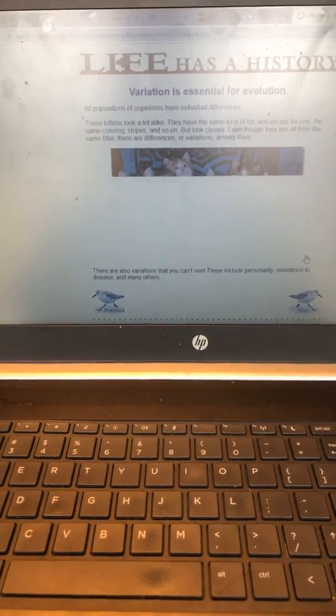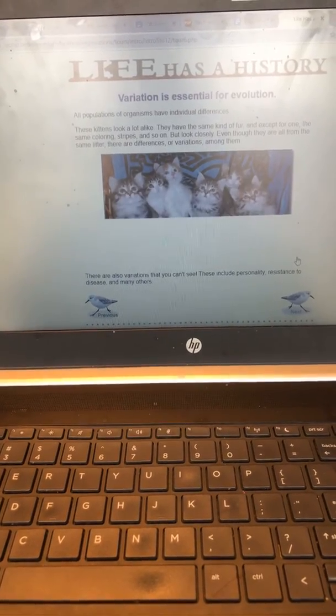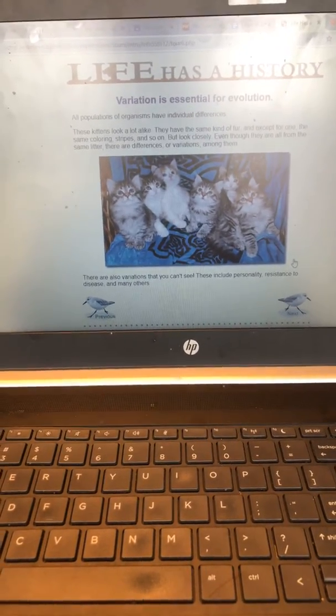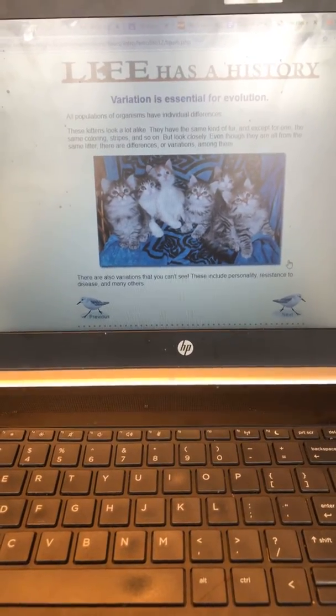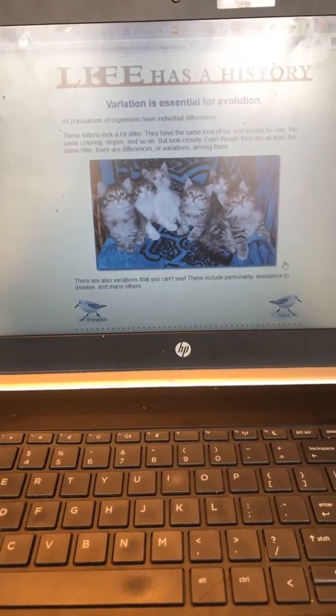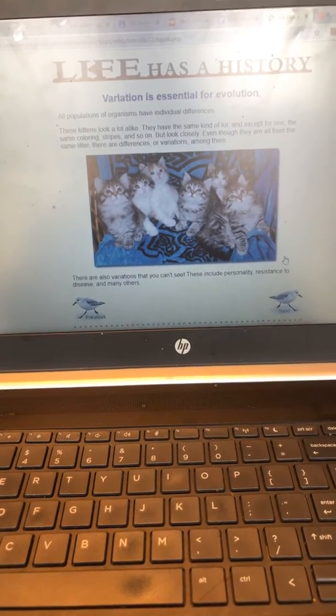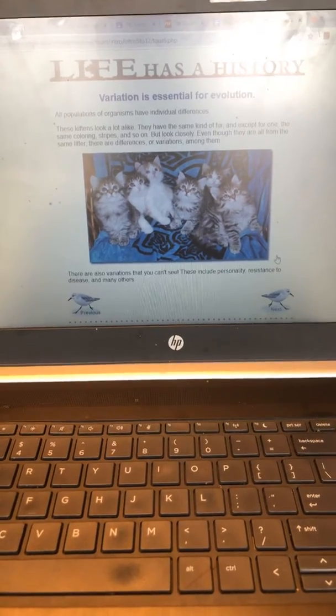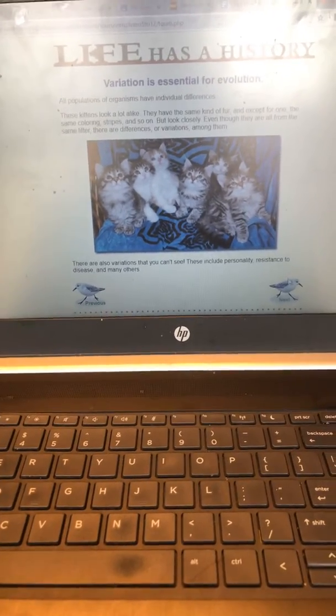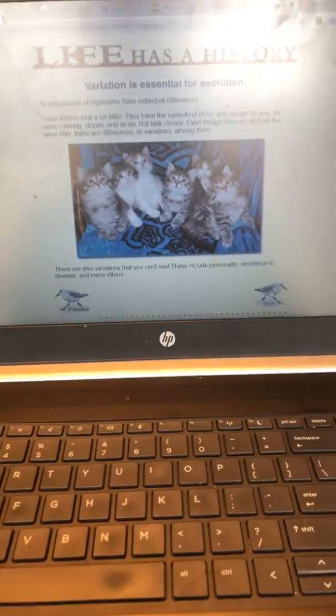Variation is essential for evolution. All populations of organisms have individual differences. These kittens look a lot alike. They have the same kind of fur, except for one, but the same coloring, stripes, and so on. But look closely. Even though they are all from the same litter, there are differences and variations among them. There are also variations that you can't see. These include personality, resistance to disease, and many others.